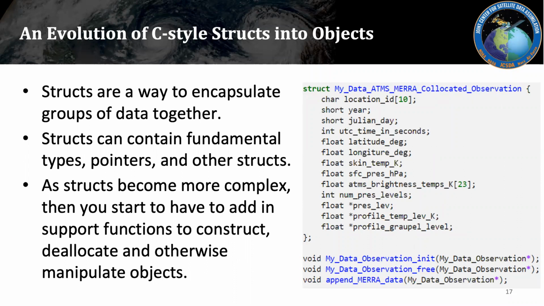When you do this encapsulation, you generally find that you want to add in convenience functions for manipulating each record. And that's the first step down the road towards object-oriented programming. So say, for example, that you're dealing with some metadata and you have a structure that looks like this, where you're storing your location IDs, your times, your locations, the pressure levels, and then you're dealing with some pointers. You might want to have a convenience function to initialize the structure to set everything to a default value. You might also have a freeing function to deallocate it in memory. And then you might also have some other convenience functions to manipulate this.